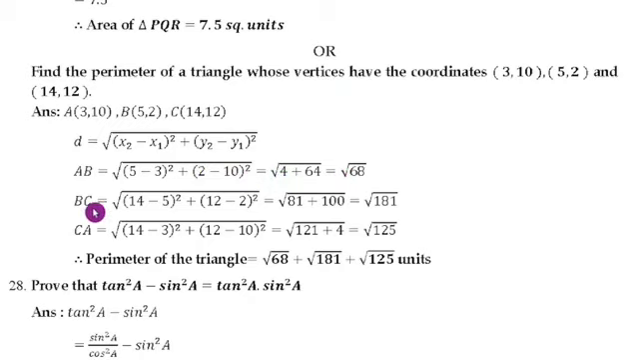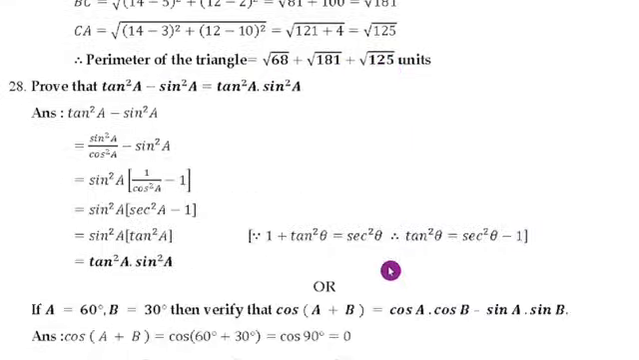So next BC find out, root 181 comes, CA find out, 125 comes. Therefore the perimeter of a triangle is square root of 68 plus square root of 181 plus square root of 125 units. Okay. 28th question, prove that tan square A minus sin square A is equal to tan square A into sin square A.